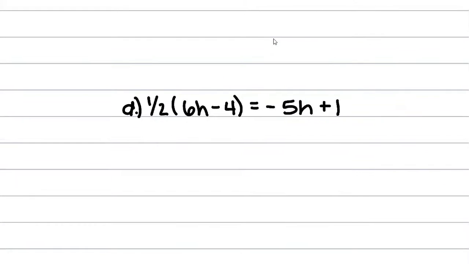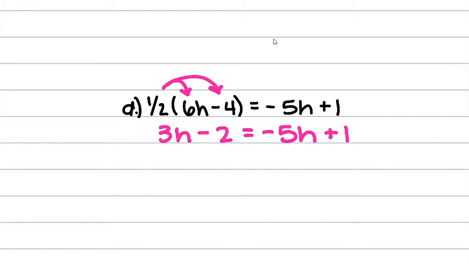For D, we have 1/2 times 6h minus 4 is equal to negative 5h plus 1. So again, I'm going to distribute that 1/2. So I have 1/2 times 6h, or 6h divided by 2 gives me 3h. And 1/2 times -4, or -4 divided by 2 is -2. And I'm just going to drop down my -5h plus 1.